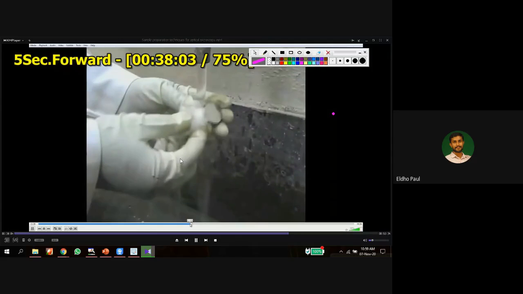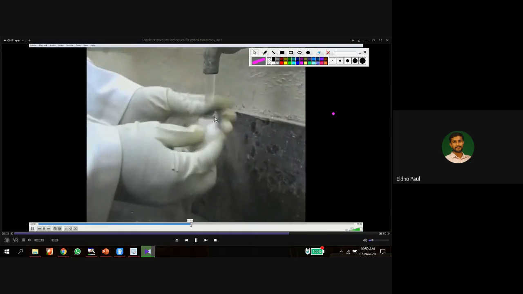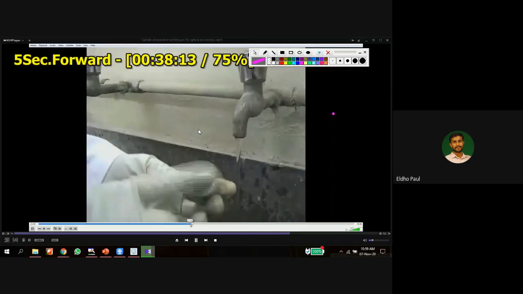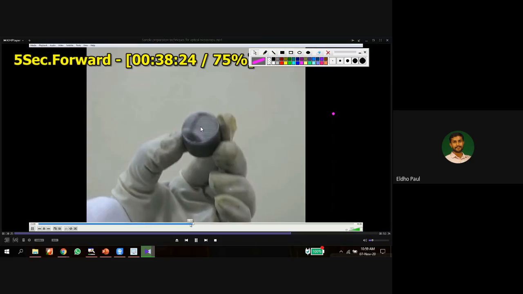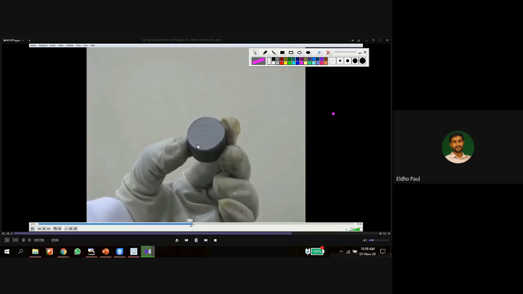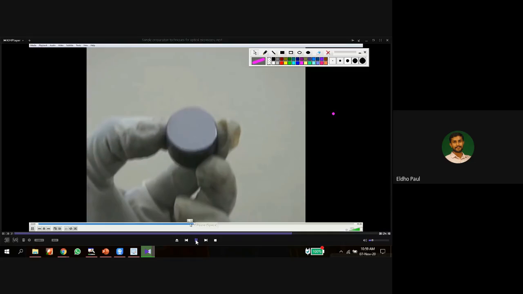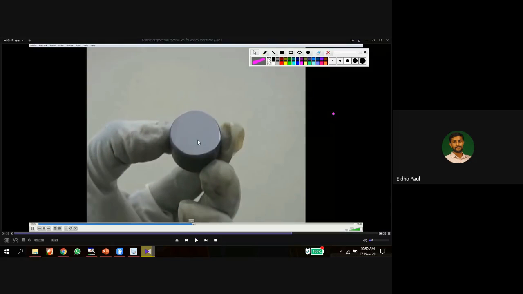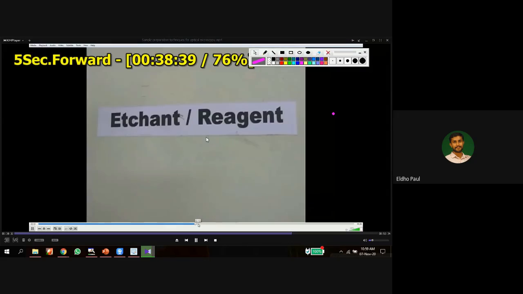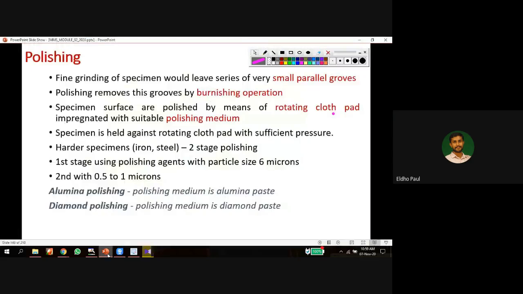After that, we wash the specimen, and we can see a mirror finish in the material. The mirror finish surface is produced after polishing. So that is the polishing process. There are two types of polishing: alumina polishing, where the polishing medium is aluminum paste, and the second one is diamond paste.